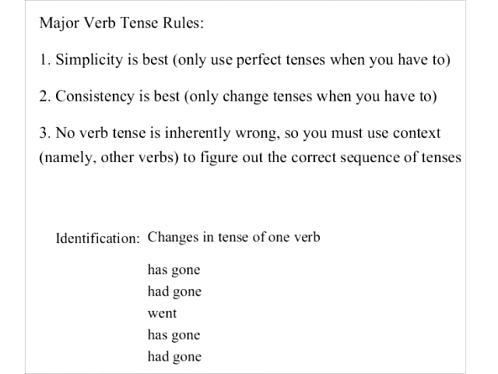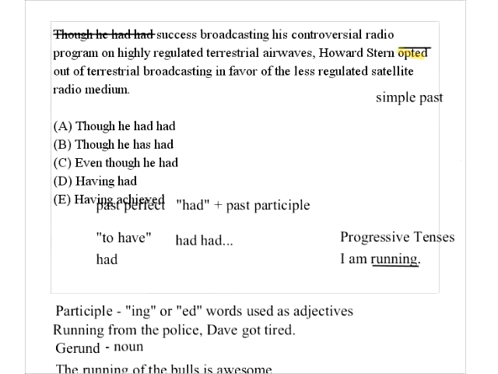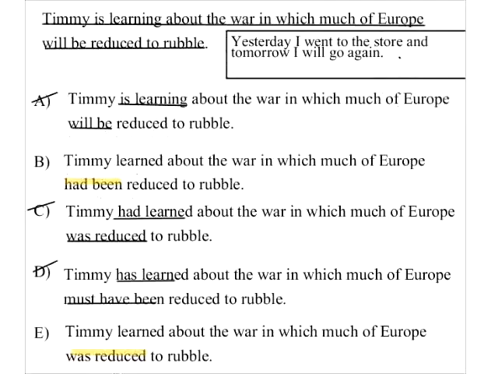There's a problem with this. And I'll go back here where it says consistency is best, only change tenses when you have to. In this example, because of the way it worked, if I said, though he had success broadcasting, it has not clearly established the order between these two. And we need to know, because the whole point we're trying to make, particularly with this though, is that even though back in the day he had this success, later on he chose to leave. In this sentence, there's no confusion about the time issue between these two.